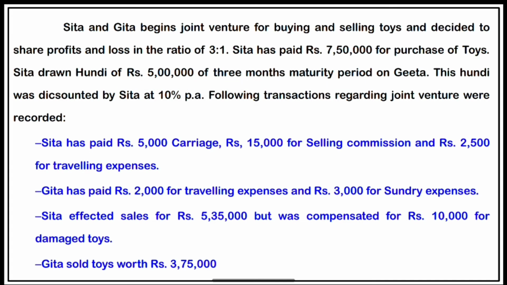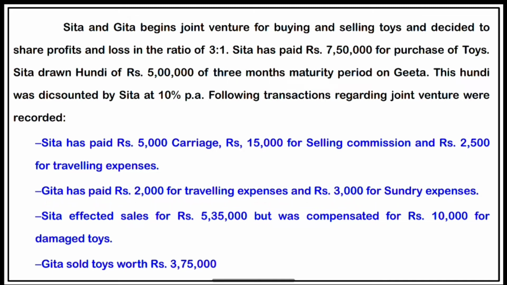Moving towards the adjustments, the transactions of business. Sita has paid 5,000 carriage, 15,000 selling commission and rupees 2,500 for traveling expense. Sita કંઈક expense pay કરે છે. કેટલા total? 22,500. 15,000 plus 5,000 plus 2,500, total 22,500 Sita na expense. Sita has paid rupees 2,000 for traveling expense, Gita, and 3,000 for sundry expense. Expenses paid by Gita, 5,000.